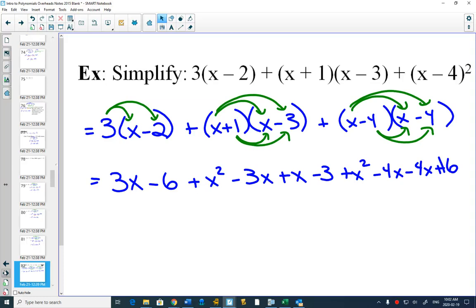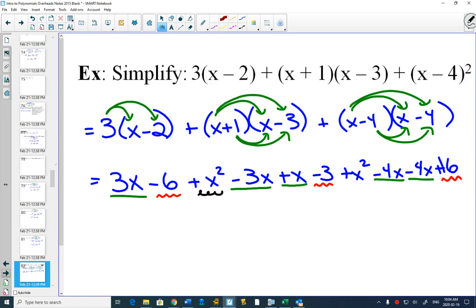Okay. Now, do we have any like terms with 3x? No, no, yes. Yes, no, no, yes, yes. Do we have any like terms with the minus 6? No. Minus 3 would be a like term with minus. And the last like terms, 4x. x squared there and x squared there.